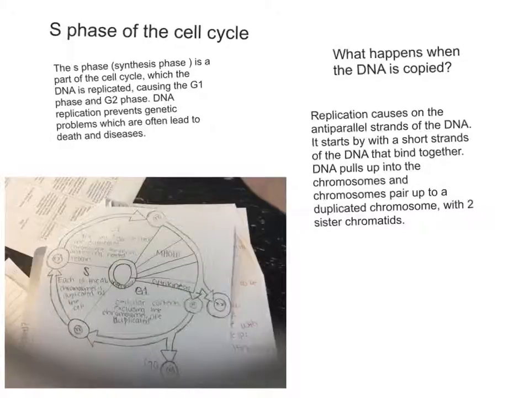S phase of the cell cycle is the part of the cell cycle in which the DNA is replicated. Occurring between G1 phase and G2 phase, precise and accurate DNA replication is needed to prevent genetic conflicts, which often lead to cell death or disease.